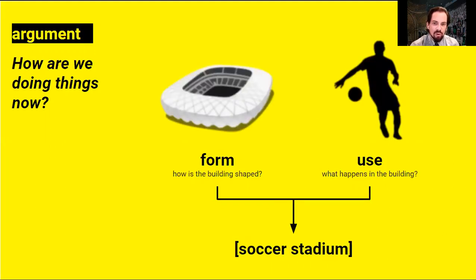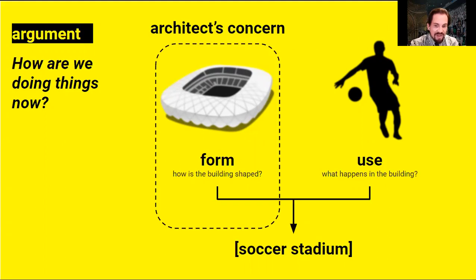Let's make this a little more clear by using a soccer stadium as an example. When we close our eyes and picture one in our minds, we conceive of an egg-shaped form related to an activity, a soccer match, said form encapsulates. This combination pretty much sums up our immediate, most direct understanding of a stadium. The same can be said for any other major type of building, a church, a school, or whatever.